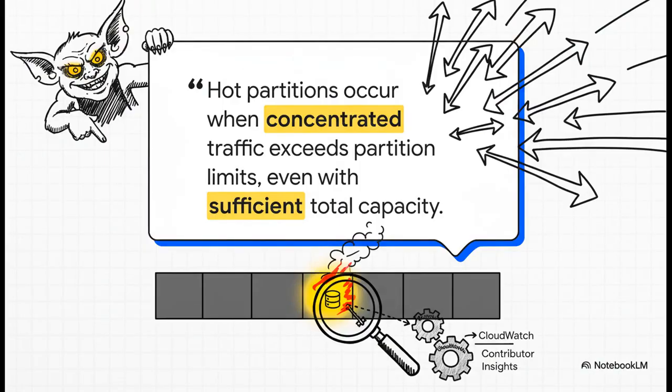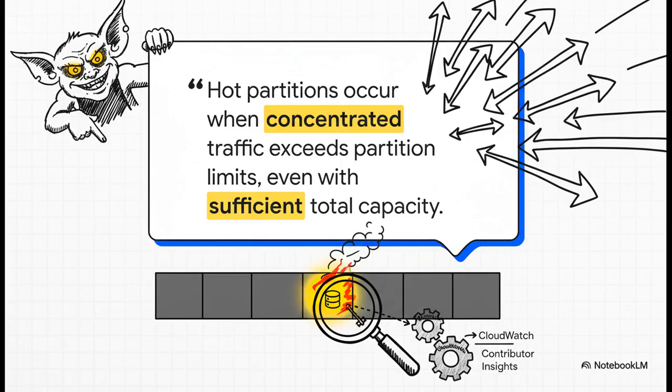We have to talk a little more about that sneakiest gremlin of all, the hot partition. This is what happens when your traffic isn't spread out evenly. One internal partition gets completely overwhelmed, even though your table's total capacity looks totally fine. The whole game is to find which specific key is getting all that traffic. And that's exactly what tools like CloudWatch Contributor Insights are for. They will literally point you right to the problem key so you can go fix your access pattern or maybe even your data model.